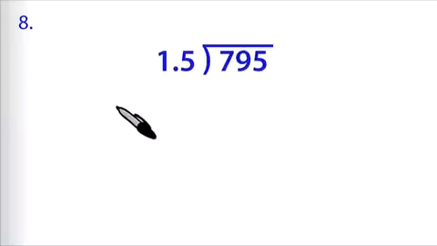For problem 8, we have 795 divided by 1.5. And the first thing that we need to do is to turn this 1.5 into a whole number. Do that by multiplying by 10. So we move the decimal point one space to the right, cross that out. And we need to do the same thing to our dividend.